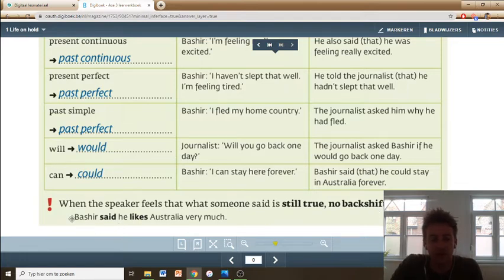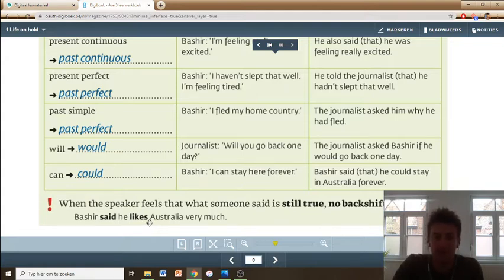Okay, so for instance, this character we have been reading about, Bashir, he said that he likes Australia very much. Now, if you're reporting about this, then normally you would say liked here, because present simple becomes past simple. But because we still believe that this is true, the backshift doesn't occur, and you can still use present simple.